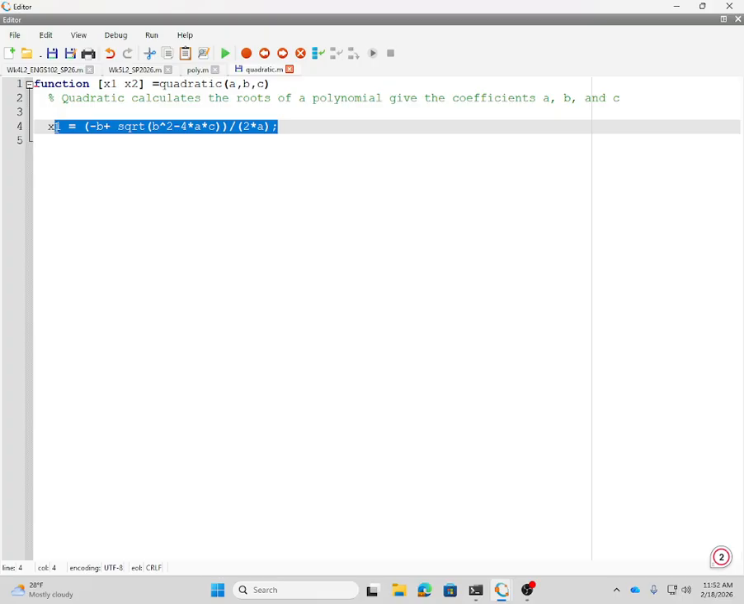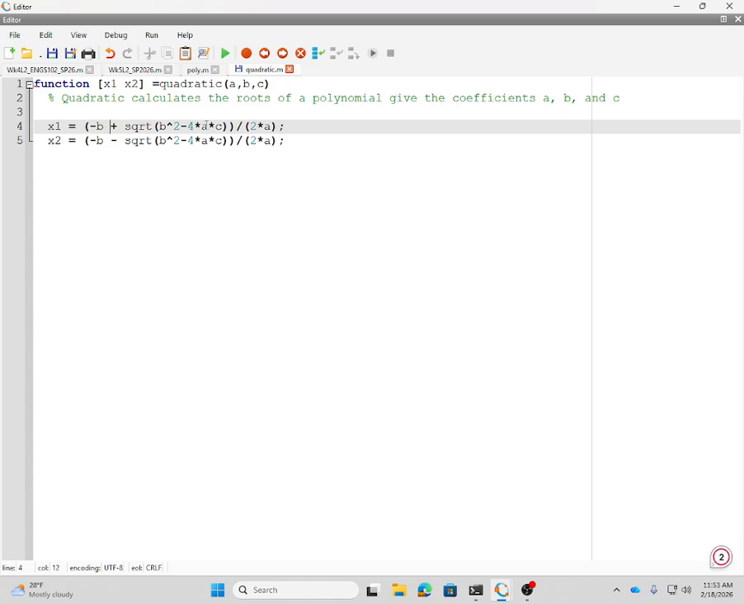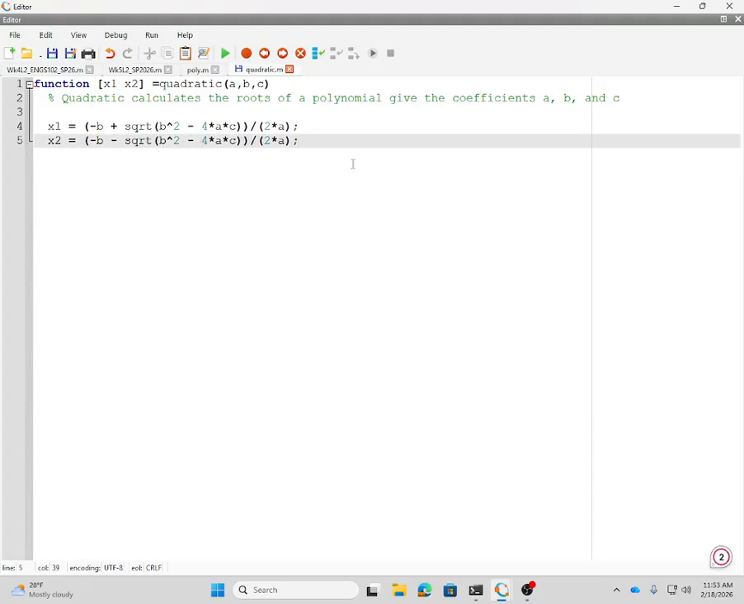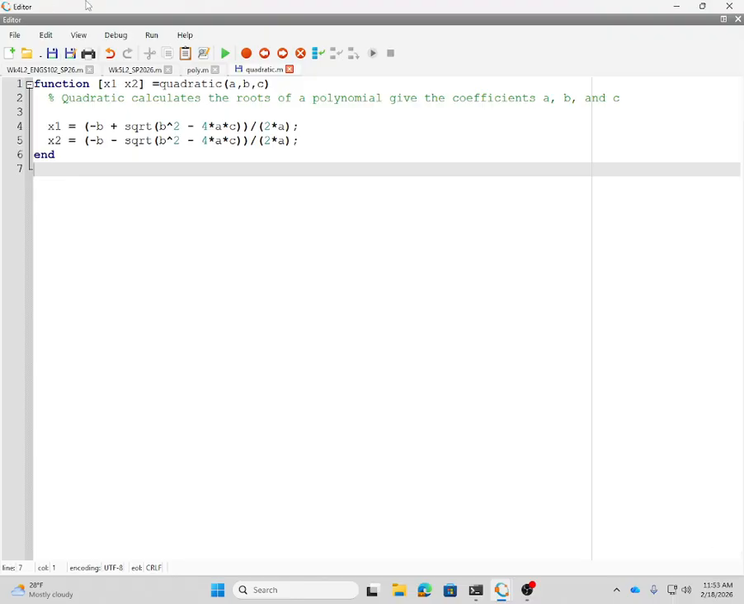For the second one, which is x2, I'm going to simply copy it and paste it here, changing this to negative. Maybe you can see it much better now. Then I'll simply end this. That's my function end, and I'm going to save it, and it should be running now. If you go to the main script, it's running.